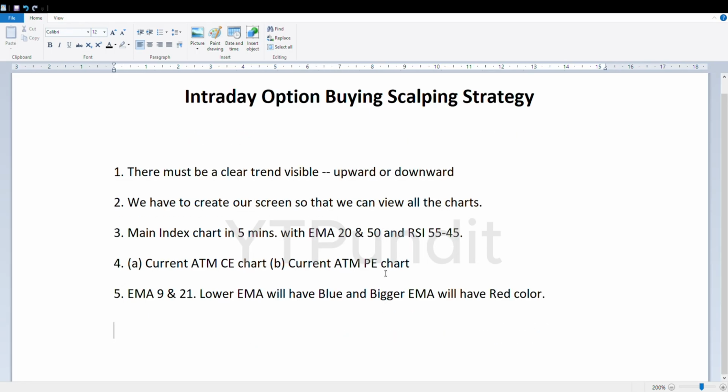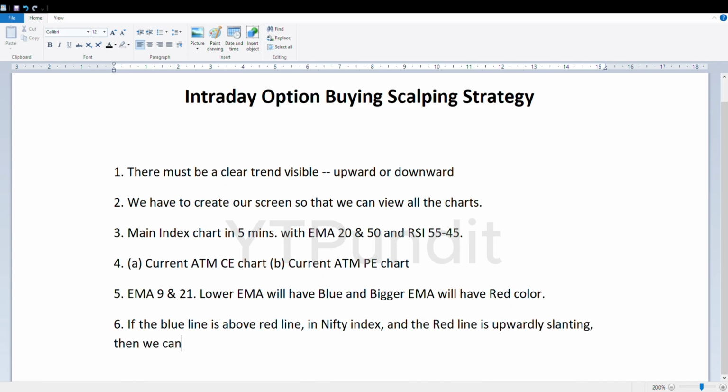Okay. So when we will take a trade, we will be sure that there is a particular trend, either uptrend or downtrend in the main index chart. So how will we know whether the trend is upward or downward? If the bars are above the blue line, or rather if the blue line is above the red line in the Nifty index or the main index we are following, and the red line is upwardly slanting, then we can consider that this is an upward trend.